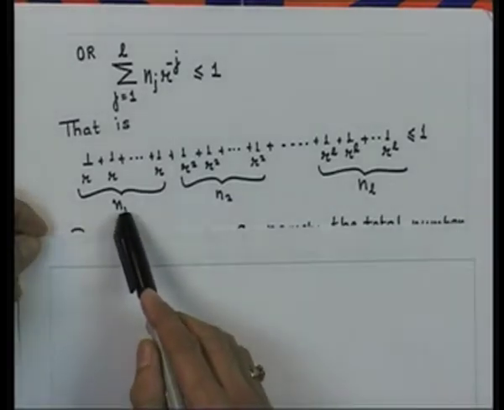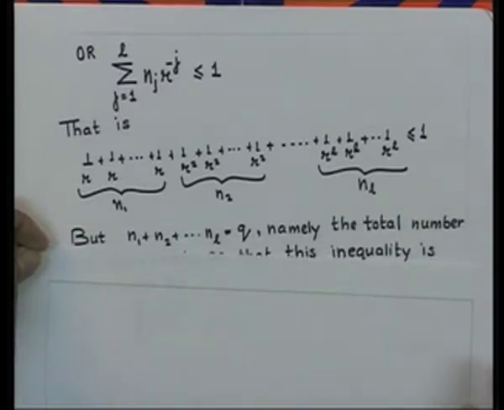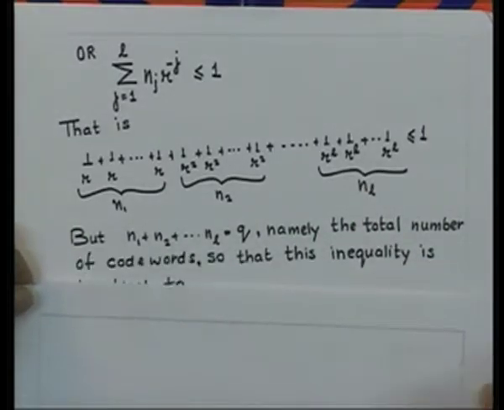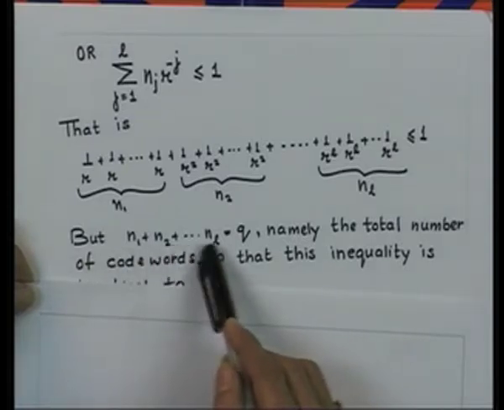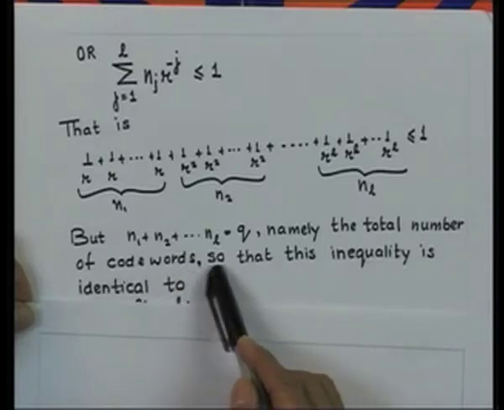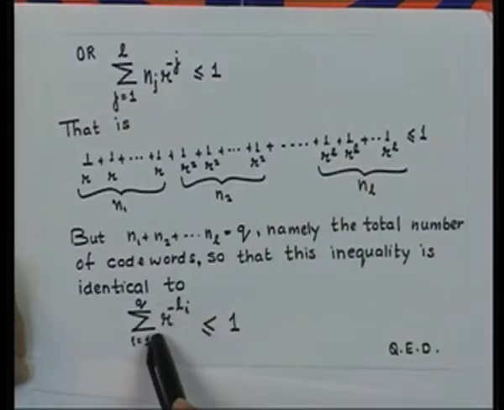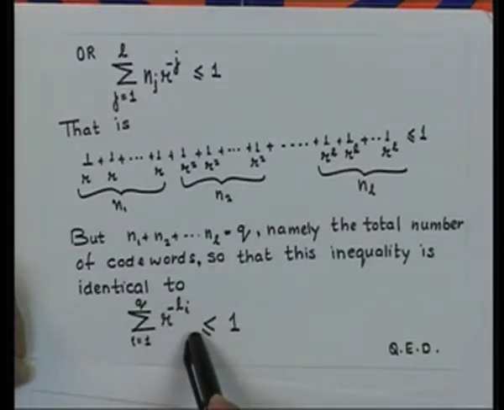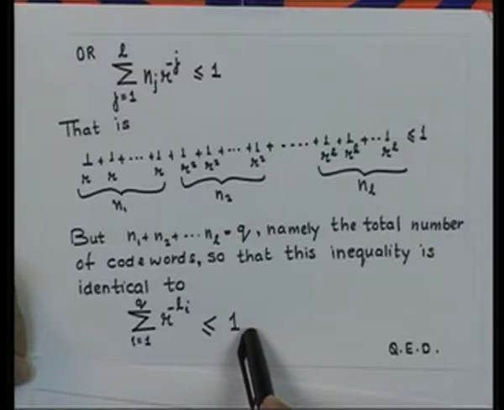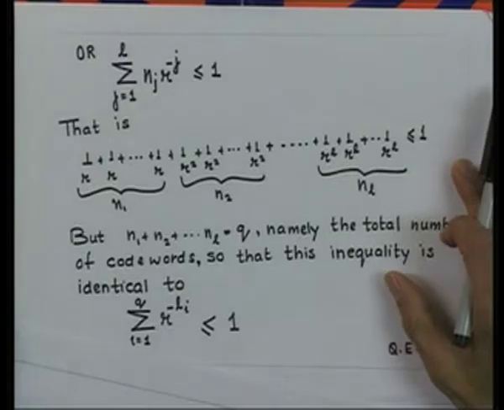Now, the summation n1 plus n2 plus up to nL should be equal to q, that is the size of the source alphabet which we have. So, n1 plus n2 plus up to nL is equal to q, that is the total number of code words. So, this inequality which I have written here is identical to writing the summation of r^(-li) less than or equal to 1. So, this is a proof for the necessity part of the Kraft's inequality.